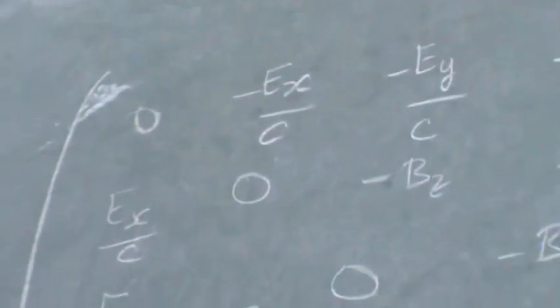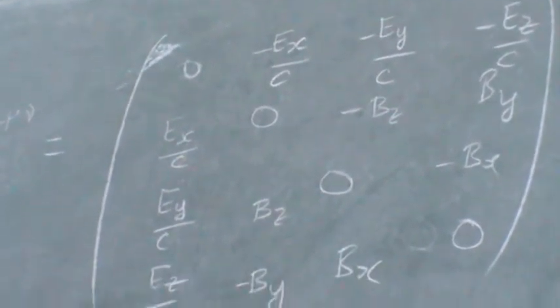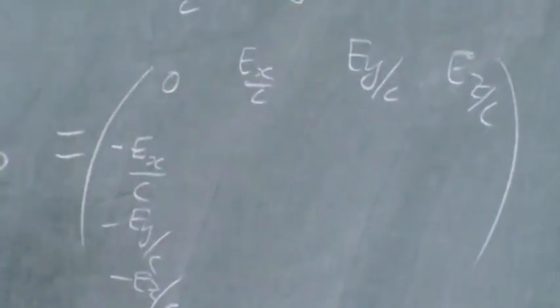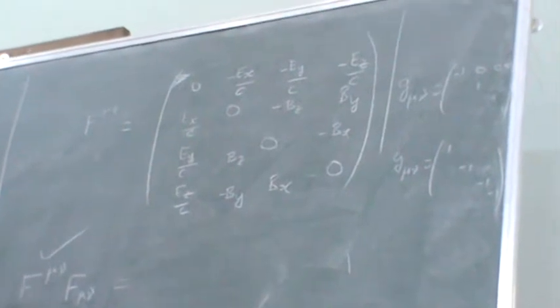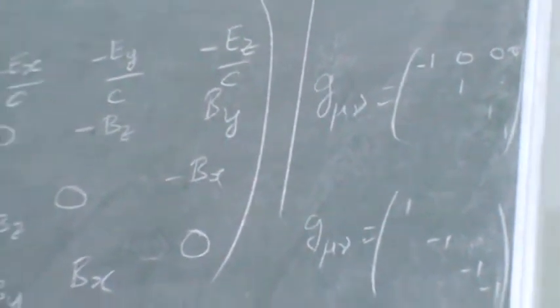This becomes Ey by C, Ez by C, and this is Ex by C, Ey by C, Ez by C. Okay? So that we can do. So instead of this, I am going to first write this. I am going to first expand this. How will you expand this? In terms of indices itself, we can expand. This is F.